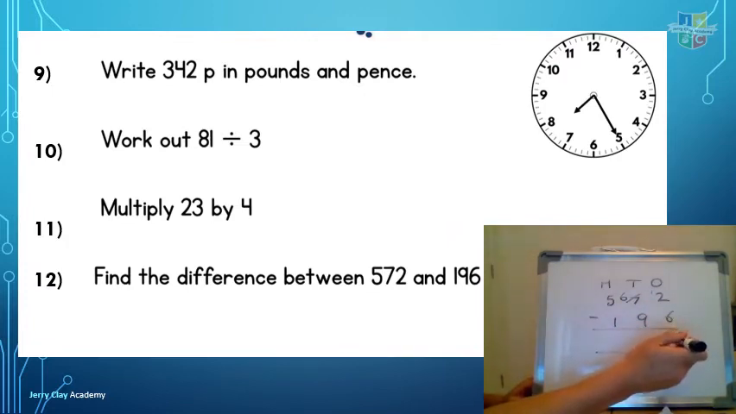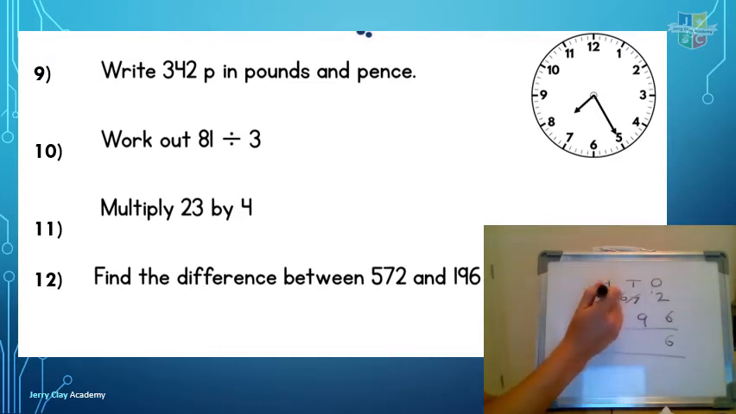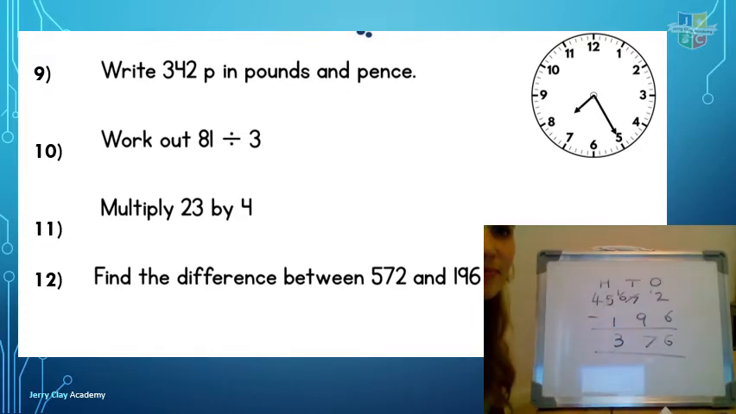Well, I know the answer straight away is 6 because I know double 6 is 12. 6 take away 9, I can't do it, I'm going to have to exchange. So I'm going to turn my 5 into a 4 and exchange 100 for 10 tens. I've now got 16 take away 9. Put 9 in your head and count up. 9, 10, 11, 12, 13, 14, 15, 16. Your answer is 7. 4 take away 1 is 3. So 376 is your answer.